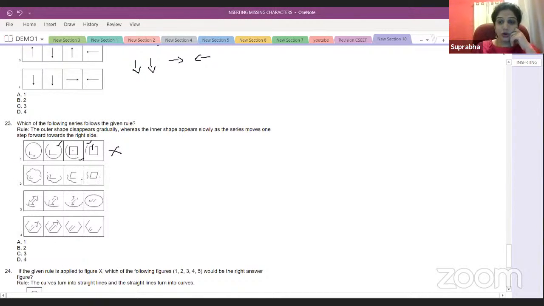I'll go to the second option which you have given me. So here the full circle is the outer circle, then it is disappearing here. Again, it disappeared more. Again, it disappeared more. Yes, the first one is satisfied. We'll go to the inner circle. Here it appeared, it appeared and it appeared. So this B option satisfies the condition.